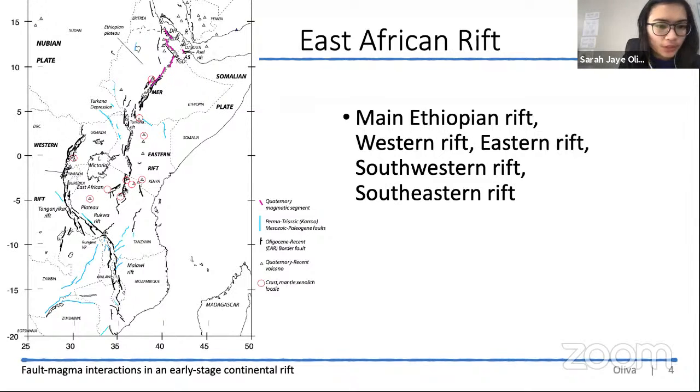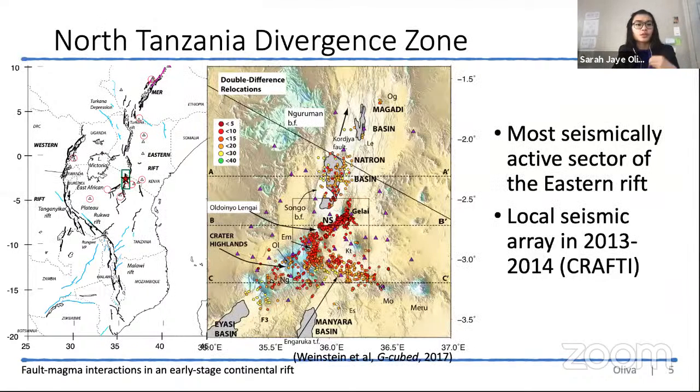And I'm focused on this area around here, also known as the North Tanzania Divergence Zone, where the Eastern Rift kind of splits into three different branches. So as I mentioned, we're here around that triple junction, the divergence, I should say, divergence zone. It's not a triple junction.